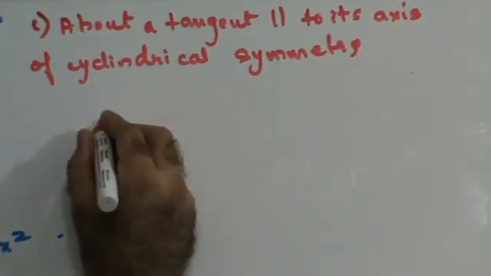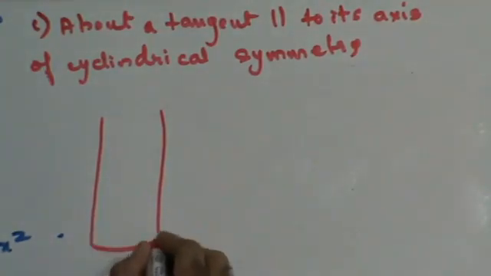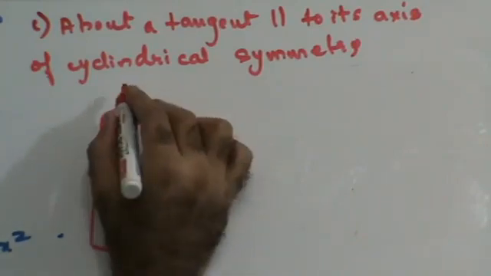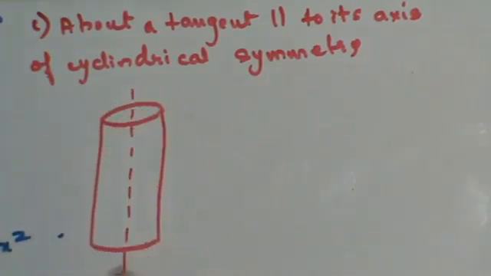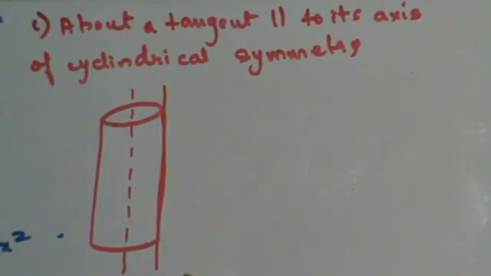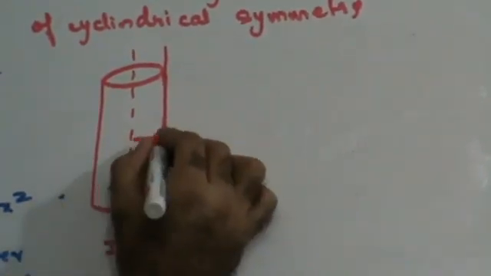Meaning, see, this is how this is going to be. This is my cylinder. Right? This is my axis of cylindrical symmetry. I want to find out moment of inertia about a tangent parallel to this axis. That means I want to find out moment of inertia here about this axis. Let's call this axis as IC. Let's call this axis as IO. We know that the distance between them is going to be R.